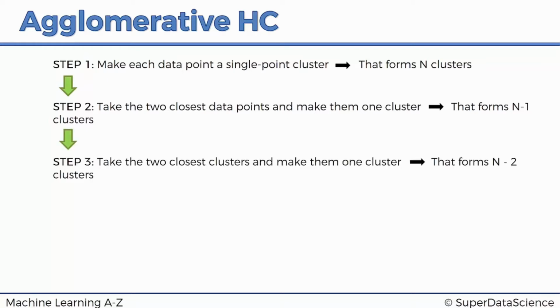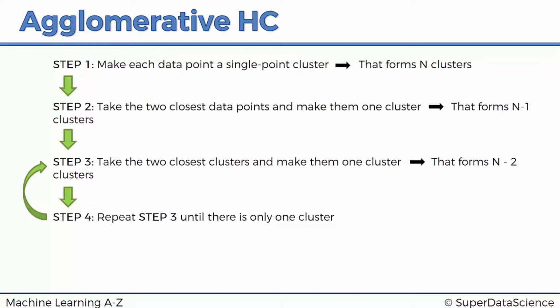Then step three is to take the two closest clusters out of the ones you now have and make them one cluster. That forms n-2 clusters. Then step four is to repeat step three until there's only one cluster. So basically, you just keep repeating step three and combining points into bigger and bigger clusters until there's only one huge cluster left. And how to get from one to two or three clusters, how to get the final result that you actually want, we'll talk about that in this section as well. So that's the goal, of course.